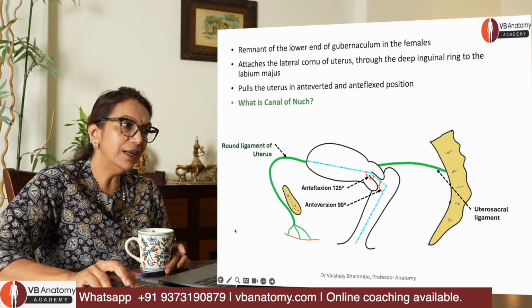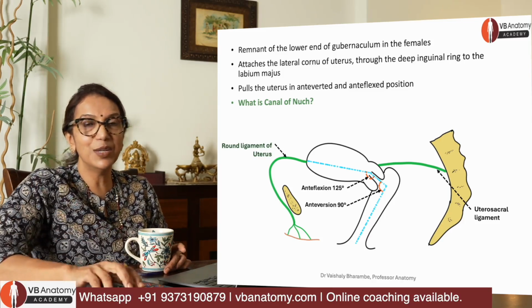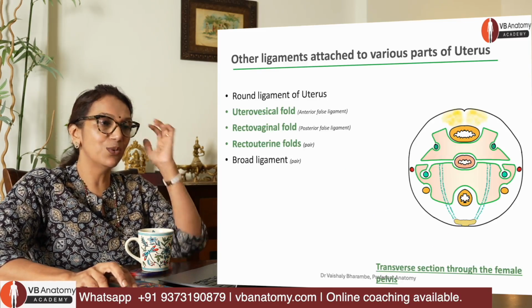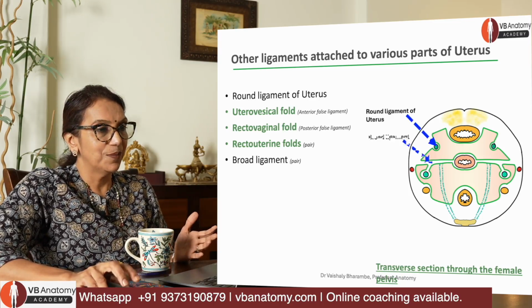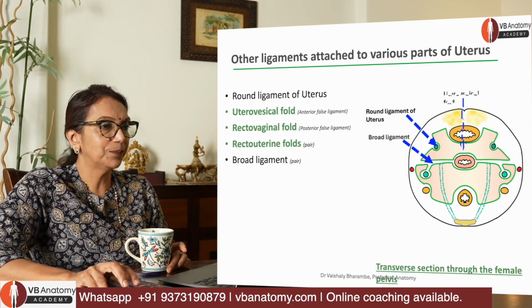There's a question here: what is the canal of Nuck? Please think about it and answer in the comment section. Other ligaments also attached to the uterus are as follows. This is the broad ligament. I will be talking about it later.